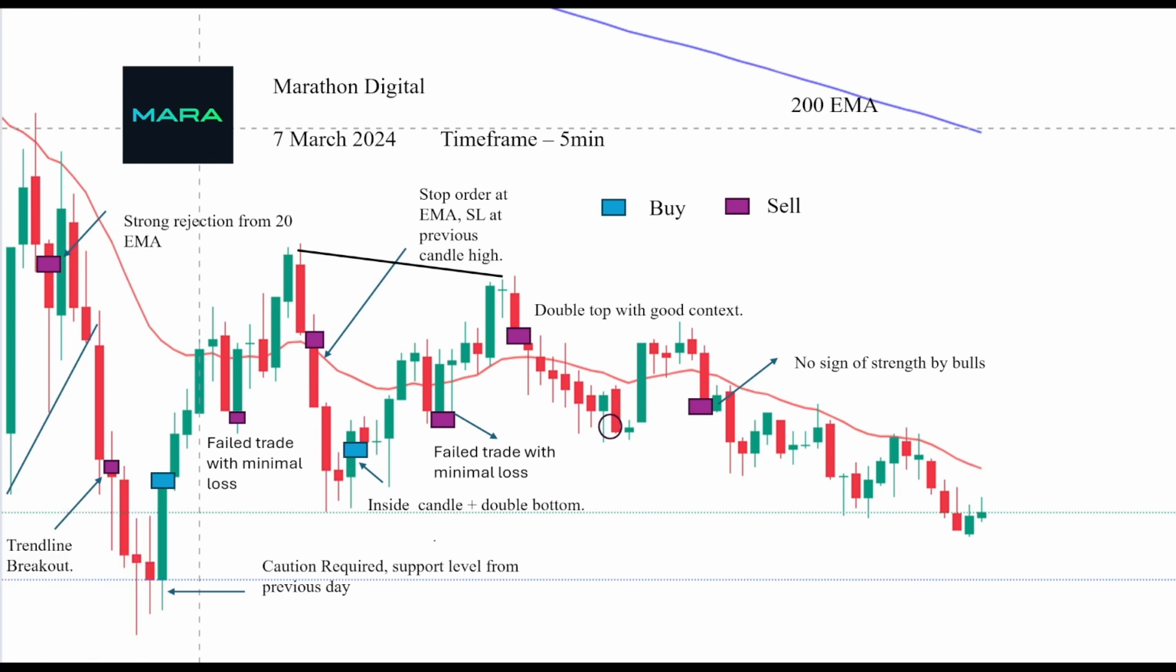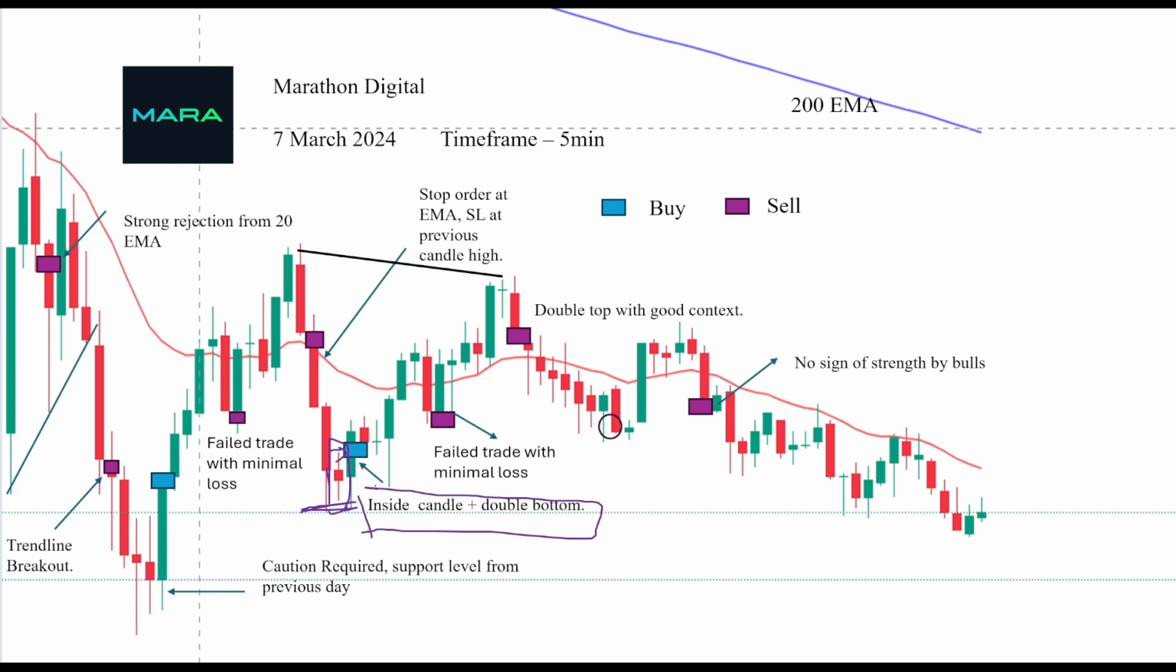Makes sense to clear the annotations once again. And then once we see the inside followed by a strong bull candle, makes sense to take a long trade here. Close any short position. We have an inside candle plus double bottom. That's your double bottom. That's your inside candle. We break above the inside candle with decent context.